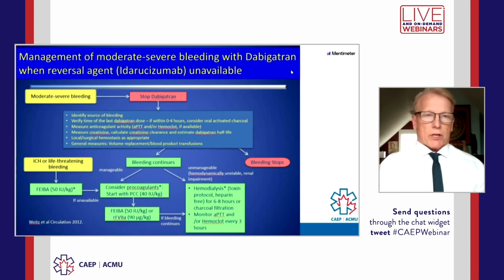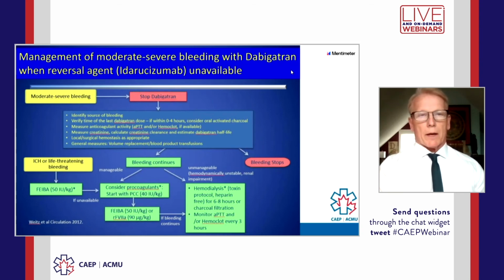Now, I know in British Columbia, depending on where you are, there's mixed availability of idarucizumab, which is a reversal agent. In the bigger centers, certainly you can get access to it. And at St. Paul's, it's controlled by blood bank and pharmacy together. Either one can issue it.